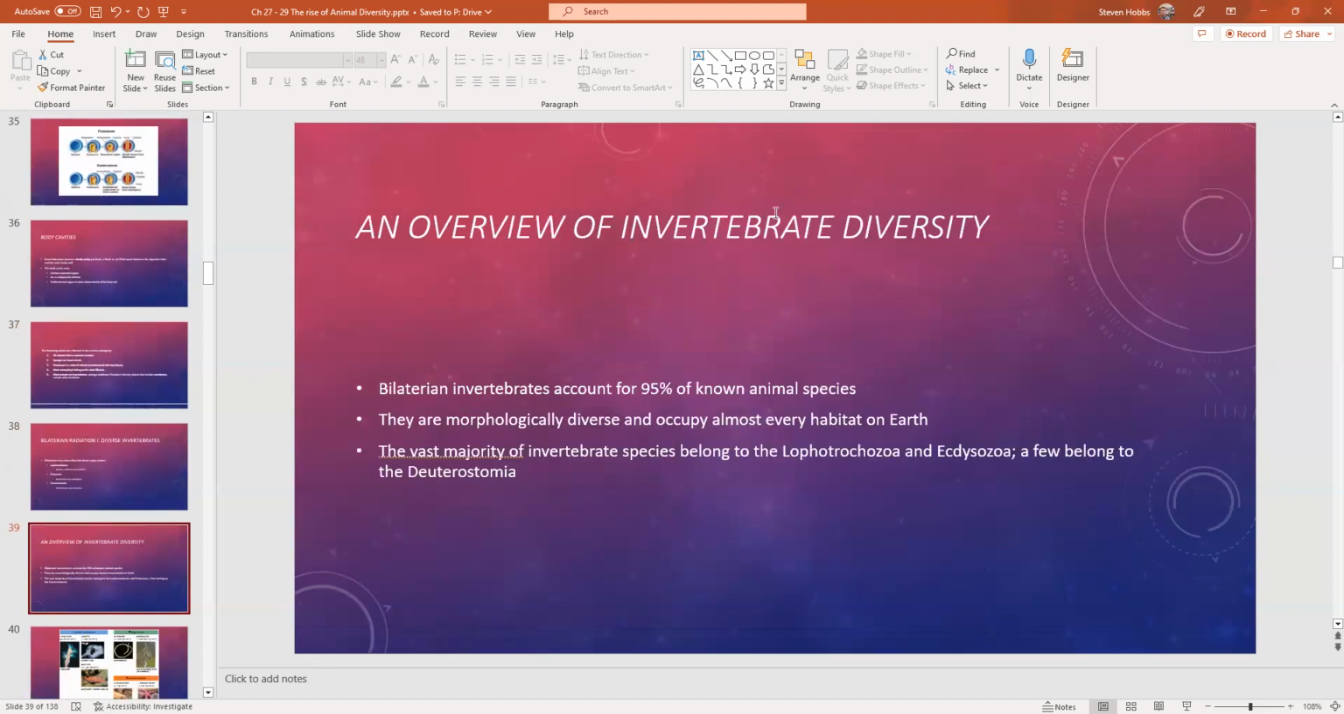Bilaterian invertebrates account for 95% of the known animal species. So if you're going to take a stab in the dark at what that weird animal name is, it's most likely going to be an invertebrate. They are morphologically diverse. They occupy every habitat on the planet. And the vast majority of invertebrate species belong to Lophotrochozoa and Ecdysozoa.